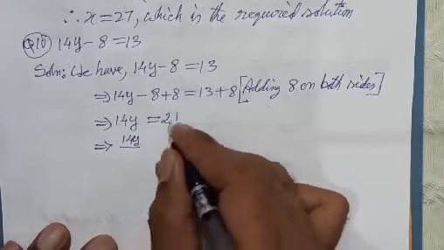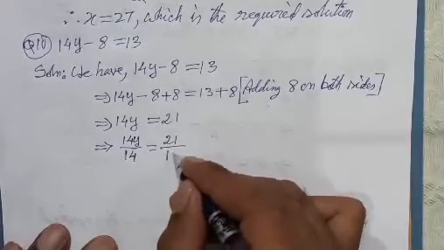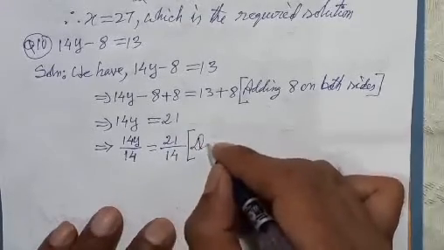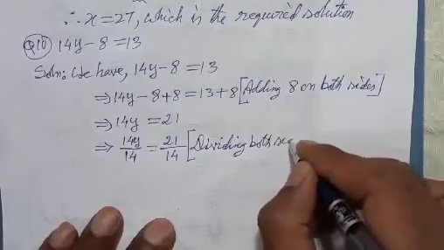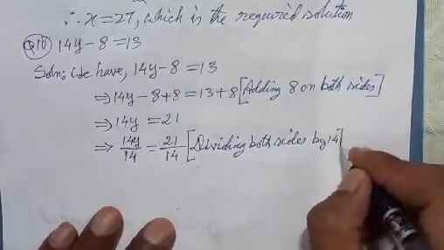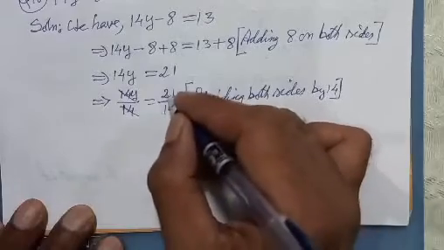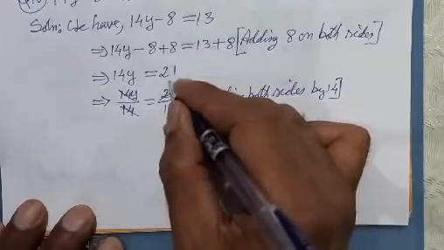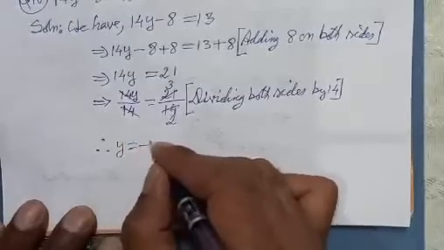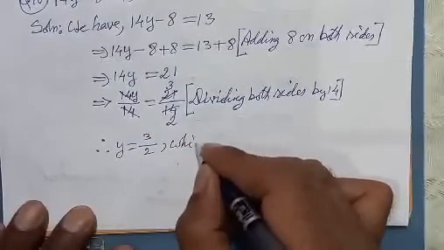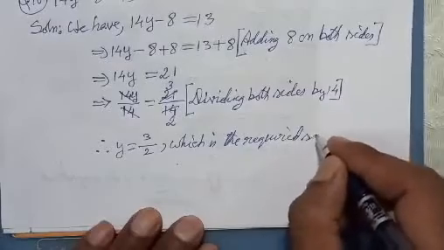14y is equal to 21. Now on both sides we are going to divide by 14, since here it is 14y divided by 14, and 21 also we have to divide by 14. Dividing both sides by 14, the 14s cancel. 21 and 14 we can divide by 7. 7 threes are 21, 7 twos are 14. 3 by 2 is what we get. Therefore, y is equal to 3 by 2, which is the required solution.